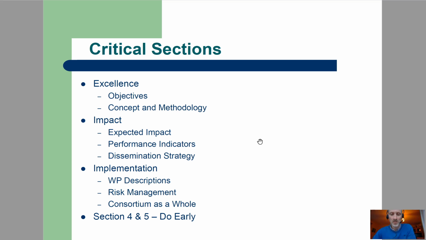So the critical sections in the Horizon 2020 document then are around excellence. So the objectives and concept and methodology. So clearly explaining to the evaluator what you aim to do, how it ties in with the specific call in the call for proposals, what's your concept and the methodology for implementing that.